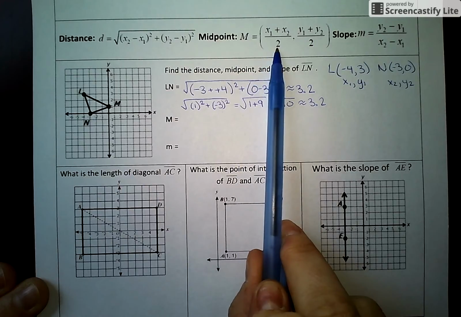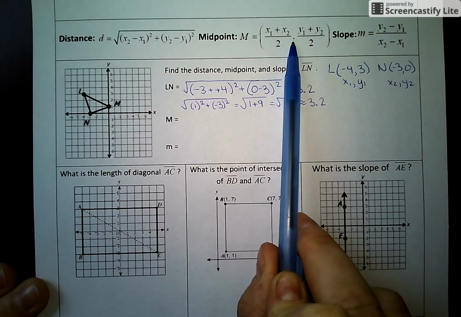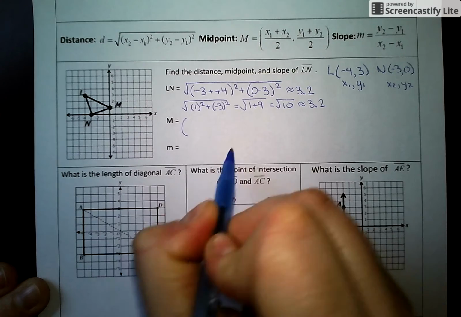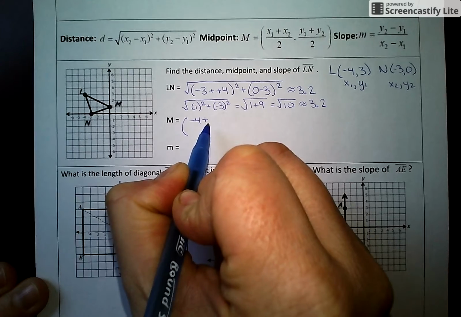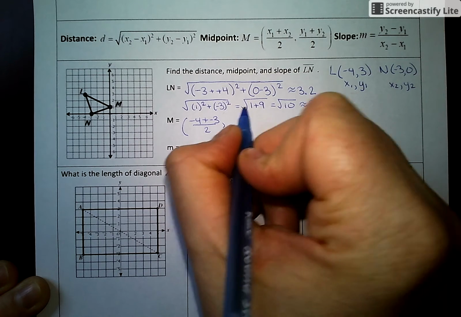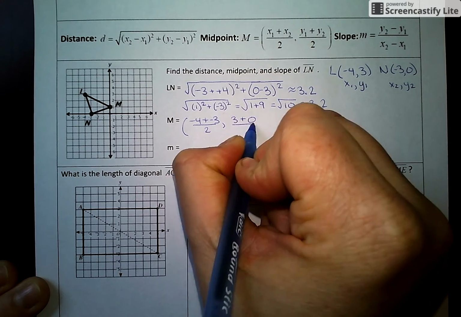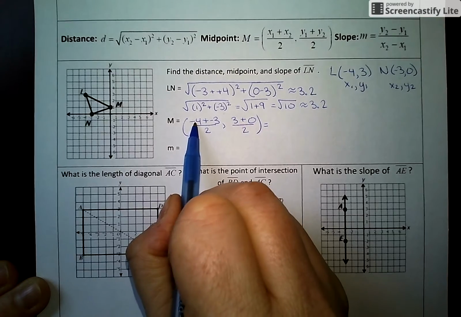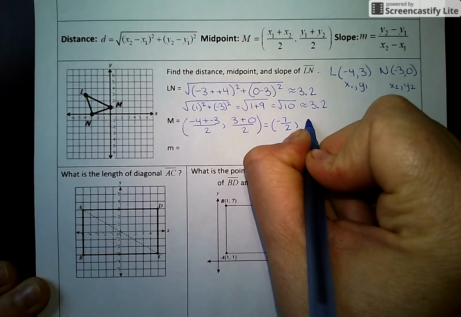Again, the midpoint formula uses 2 points. X's are together, Y's are together. There is a comma between them, representing a coordinate point. X is first. x1 is -4, plus x2, which is -3, all over 2, comma, y1 is +3, plus y2, which is 0, all over 2. And now we simplify each fraction. -4 plus -3 is -7. 3 plus 0 is 3.